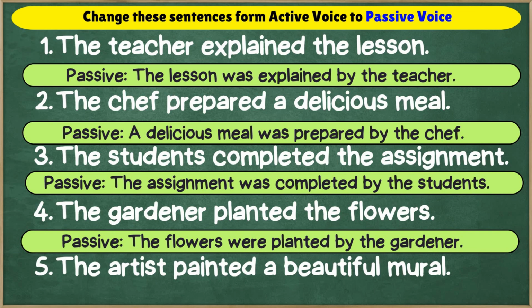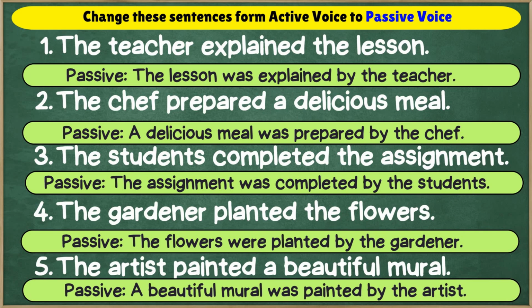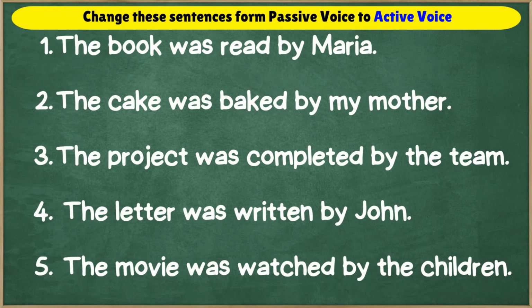How about the fifth one? The artist painted a beautiful mural. The passive is, a beautiful mural was painted by the artist. Great job! Now, for our last activity, you are going to change these sentences from passive voice to active voice. Pause the video to answer this activity.